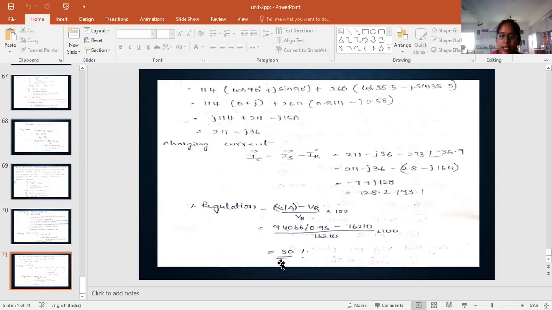In all problems, we can derive the percentage of regulation and efficiency. The percentage of regulation is nothing but Vs minus Vr by Vr into 100, and efficiency is output power by input power into 100. These are the two main terms for doing all problems: percentage of regulation and efficiency. And another method in the medium transmission lines is the ABCD parameters. By using the ABCD parameters, we can calculate problems very easily.